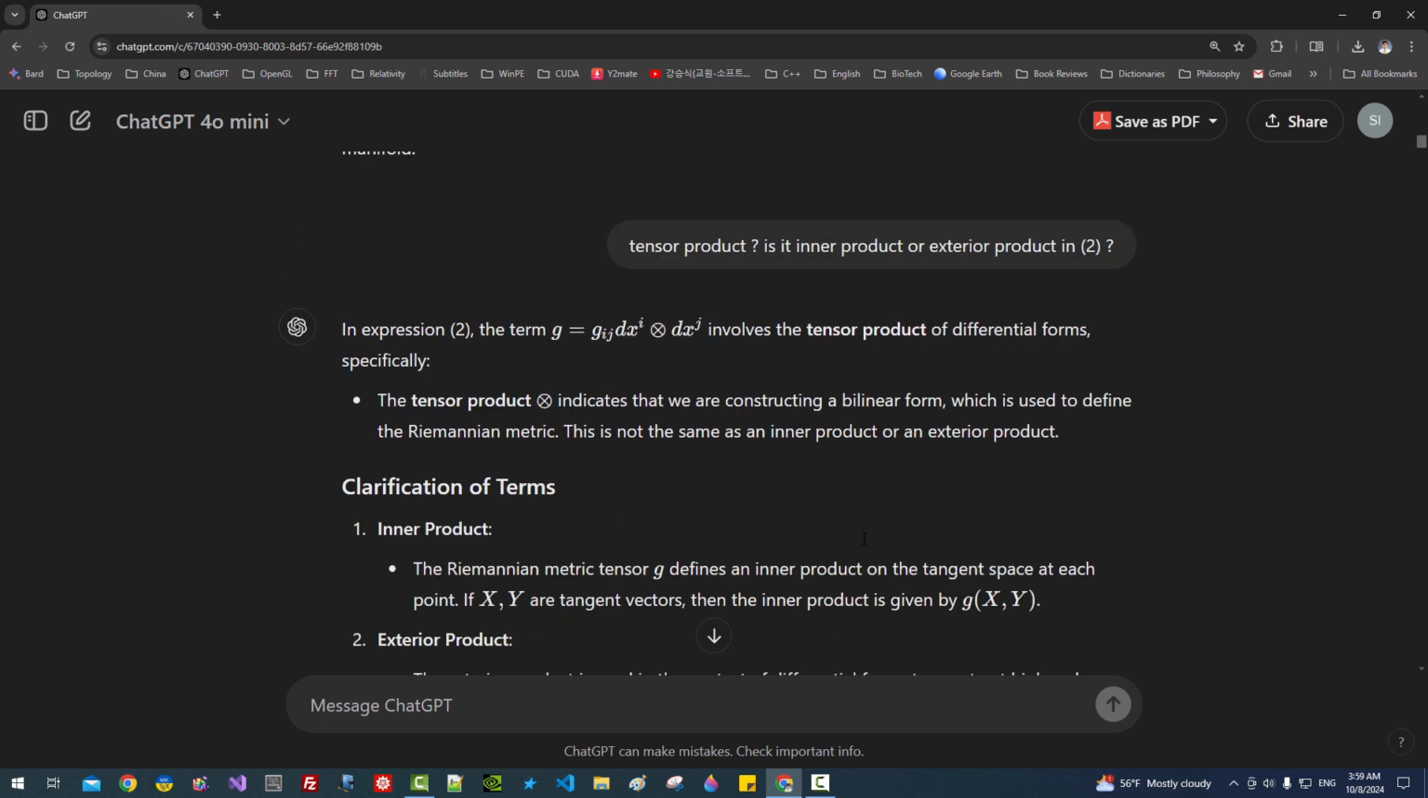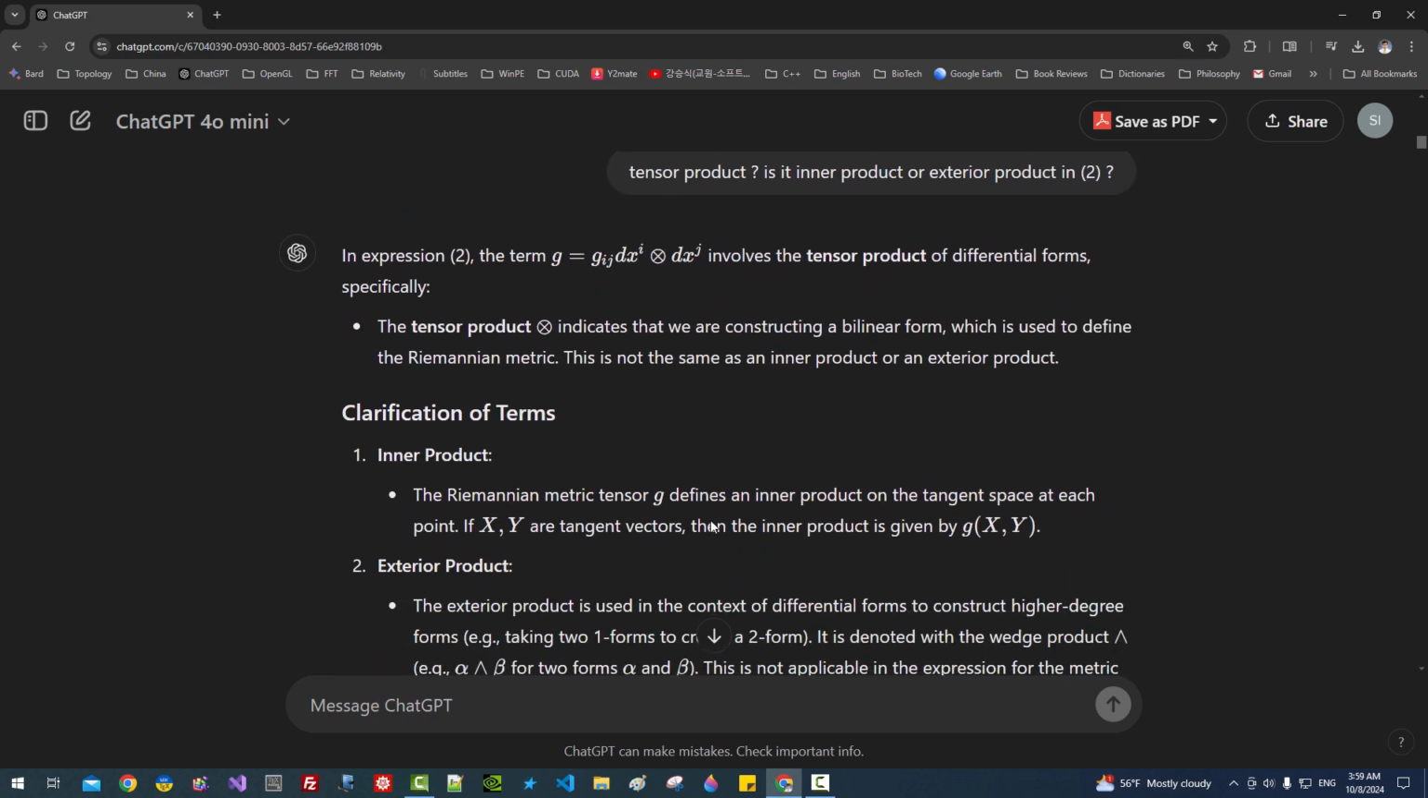Tensor product. Is it an inner product or an exterior product in 2? In expression 2, the term g equals g_ij dx^i ⊗ dx^j involves the tensor product of differential forms. Specifically, the tensor product, ⊗, indicates that we are constructing a bilinear form, which is used to define the Riemannian metric. This is not the same as an inner product or an exterior product.